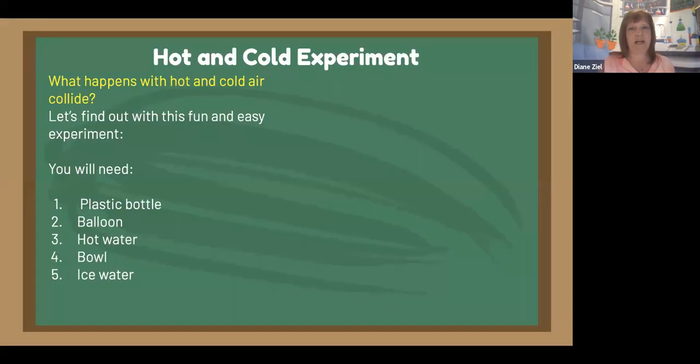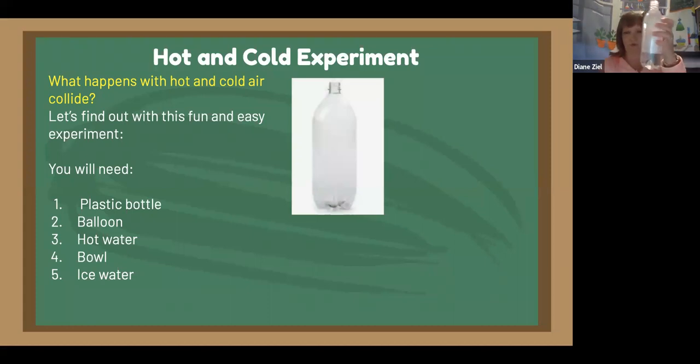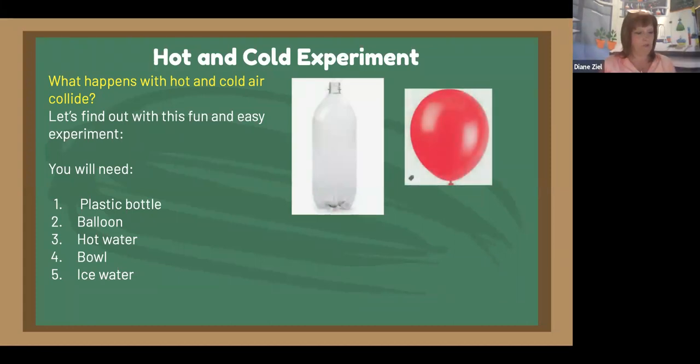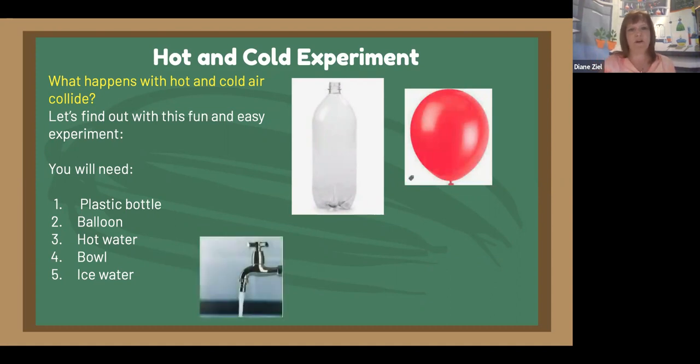So let's perform this hot and cold experiment together. What happens when hot and cold air collide? Let's find out with this fun and easy experiment. You will need a plastic bottle, like an empty soda bottle, a balloon, and hot water just from your faucet. You don't need to boil it. It shouldn't be hotter than what you can get to come out of your faucet. So just make the water in the faucet as hot as you can to put into the bottle.